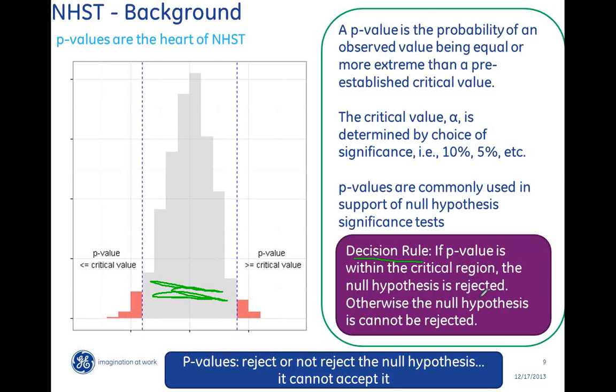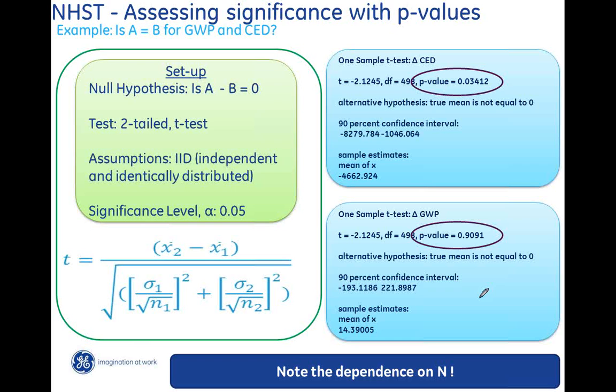Now, the other way, what is this? Actually, before I go into confidence intervals, I want to step into an actual example of using a significance test with p-values. So our example is A equal to B. That's our null hypothesis, so the null hypothesis is A minus B equal to 0. This is a two-tailed test. I'm going to use a t-test.